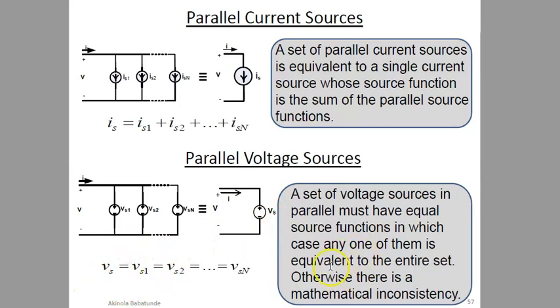All right, please pay attention to these. A set of voltage sources in parallel must have equal source functions, in which case any one of them is equivalent to the entire set. Otherwise, there is a mathematical inconsistency. Again, you need to pay attention to this last phrase. Otherwise, there is a mathematical inconsistency, because we'll be dealing with questions that would be related to this directly.